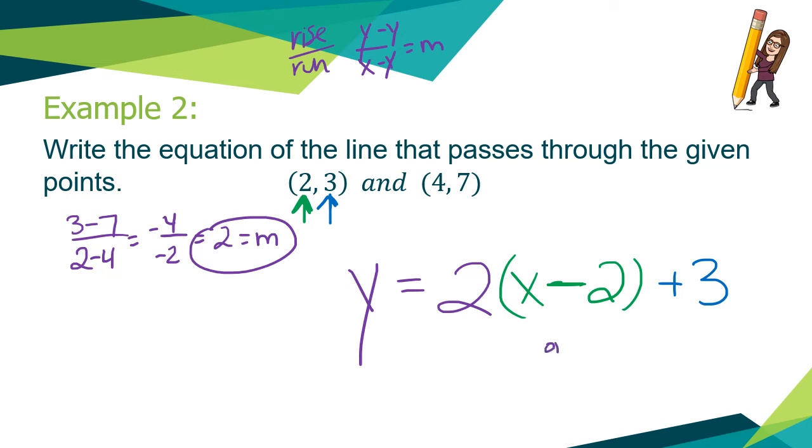Now, you don't have to write it down, but if you did choose to use the other point, you would still have the same slope. Your x value says 4, so it would say x minus 4. And your y value is 7, so it would be plus 7.